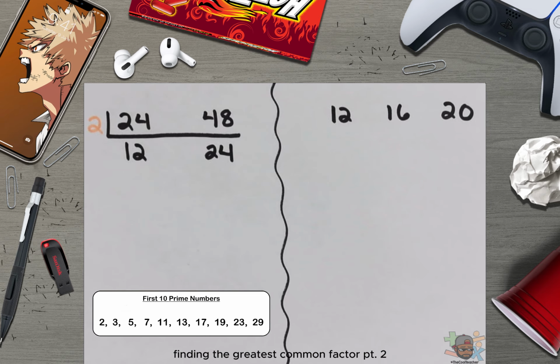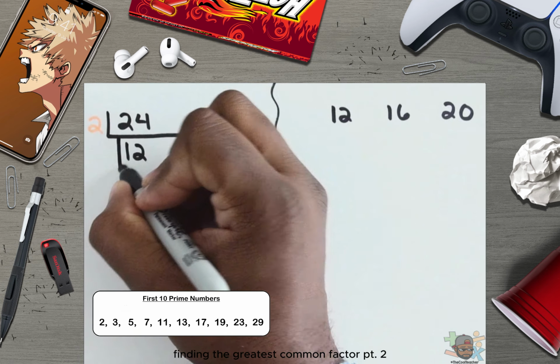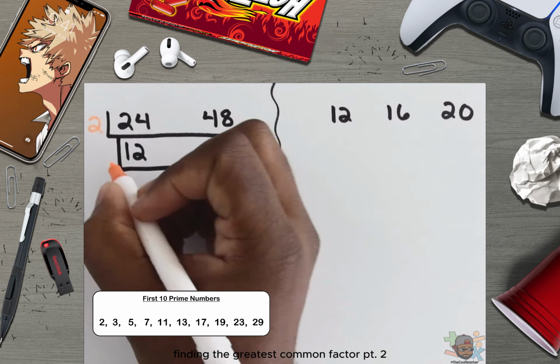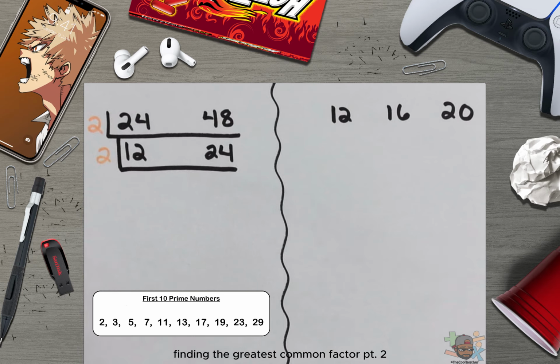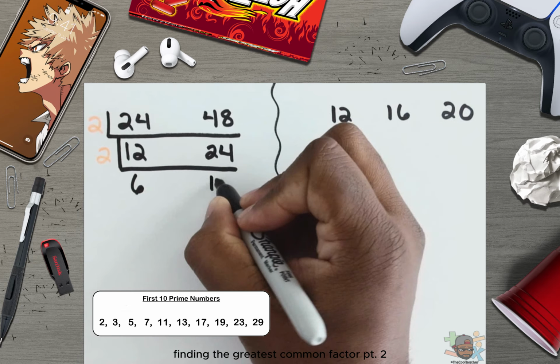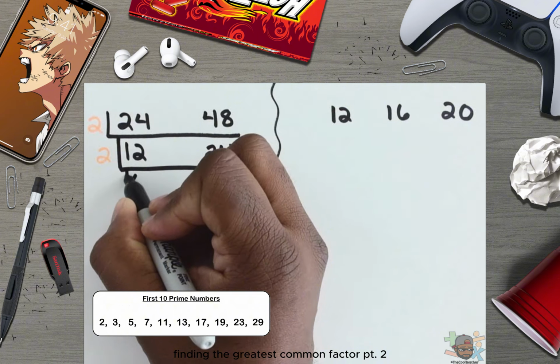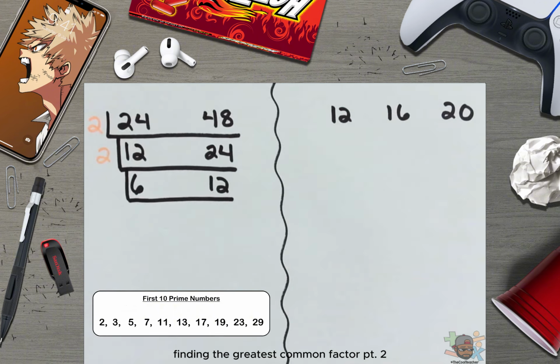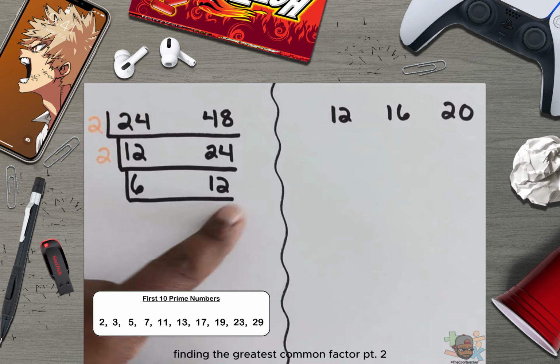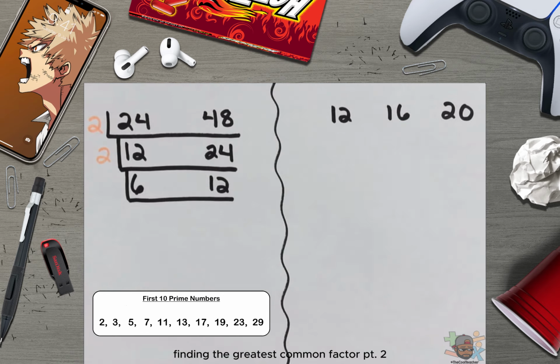And what I'm going to do now is just repeat that process over and over. Look at these two numbers. Look for a prime number that goes into both of them, and then divide by that prime number. Well, they're still even numbers, so I'm going to divide by 2 again. 12 divided by 2, 6. 24 divided by 2, 12. And I'm going to divide these as well, because obviously you can see the pattern. They're both even. I'm going to divide them by 2.